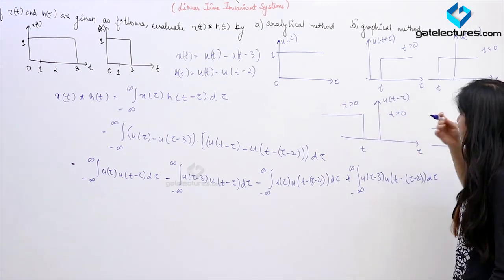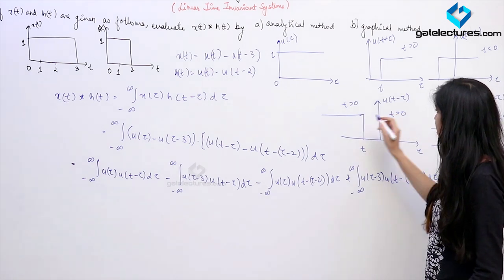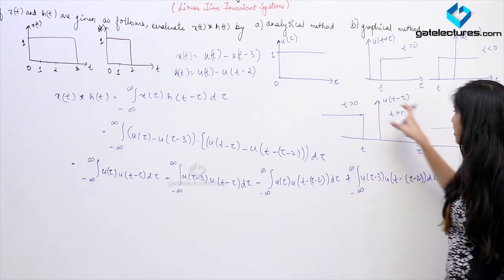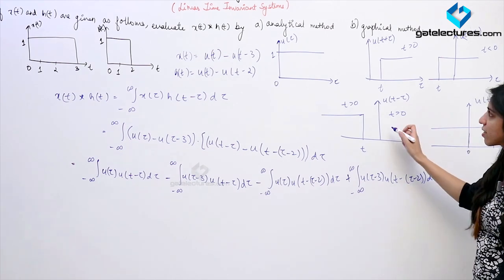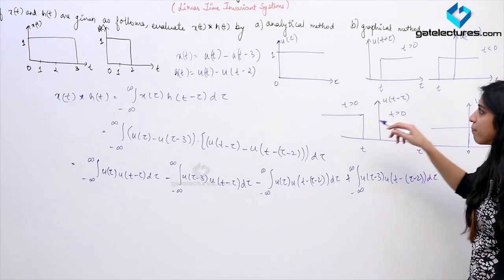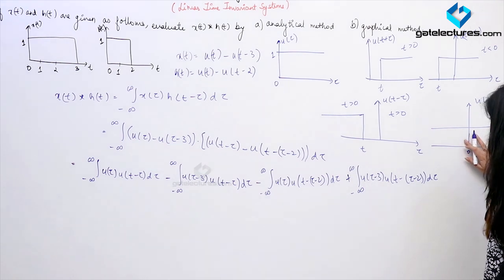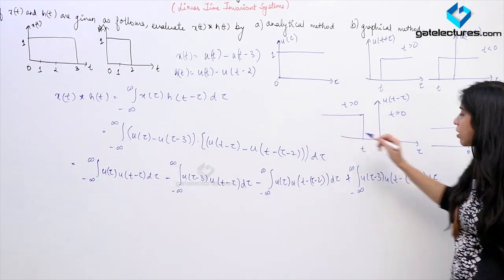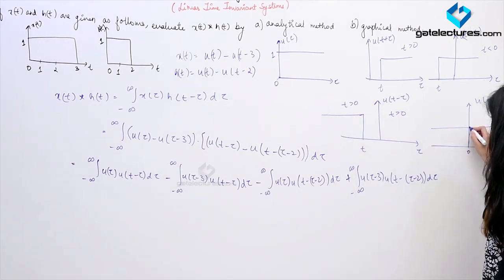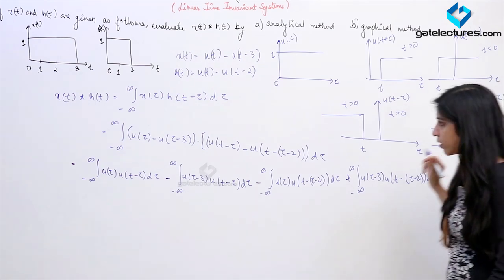you can see that intersection is possible only for these two functions when t is less than 0. It is possible only when t is less than 0. If t is greater than 0, intersection is not possible. And in that case also, for what values is it defined? It is defined only from 0 to 2t with the value 1, right?